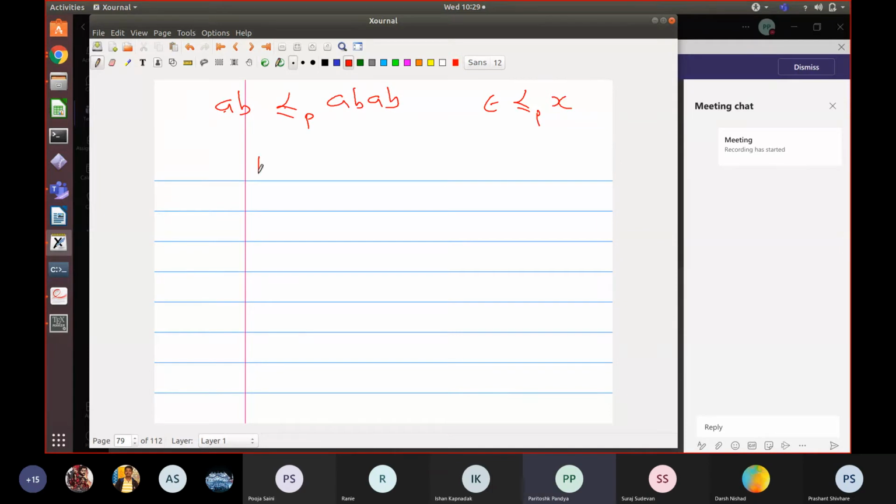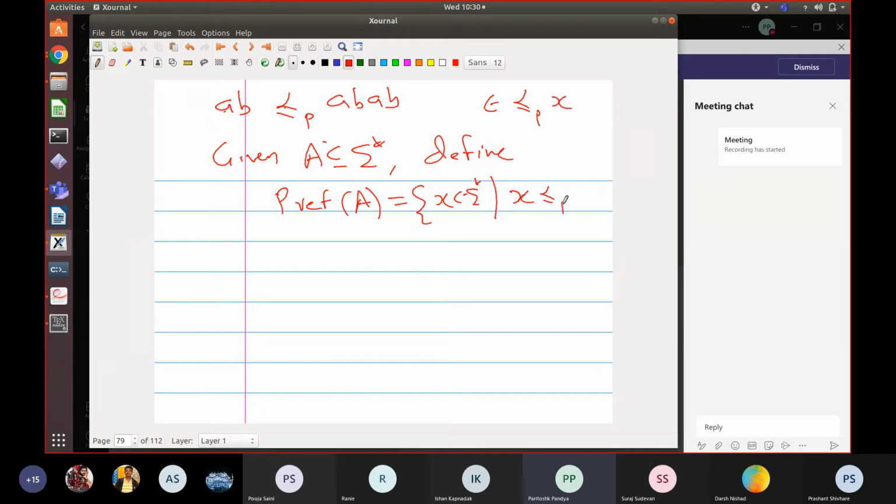So given a language A, a subset of sigma star, I define the prefix language of A, which is the set of all prefixes of words in A. So all X belonging to sigma star such that X is a prefix of Y for some Y belonging to A. So take a word in A, take all its prefixes and add them, and do this for every word, and you get this prefix language of A.